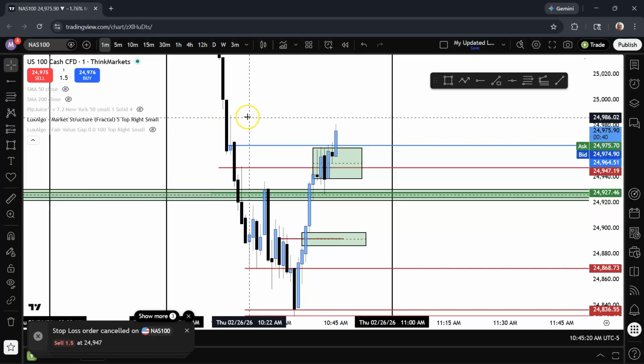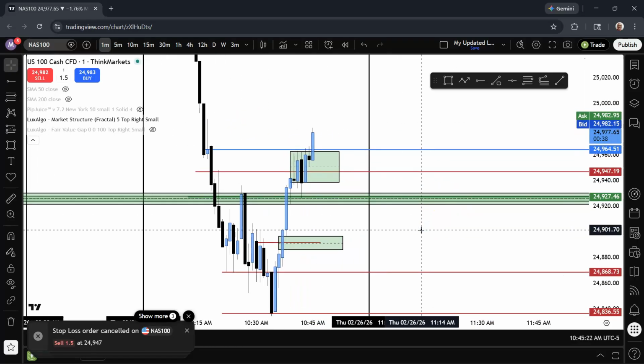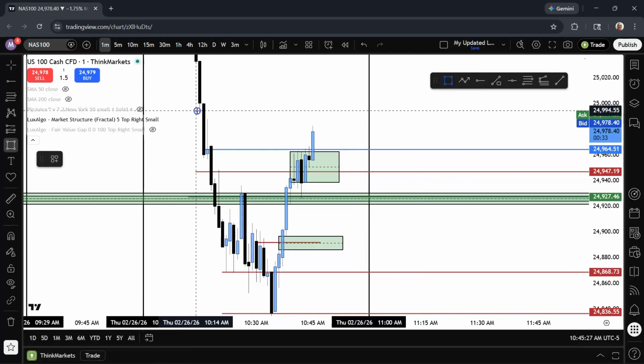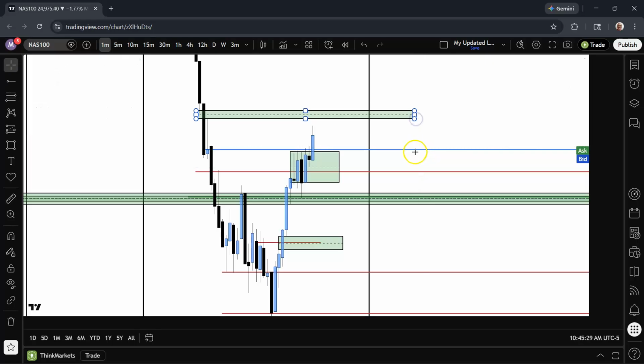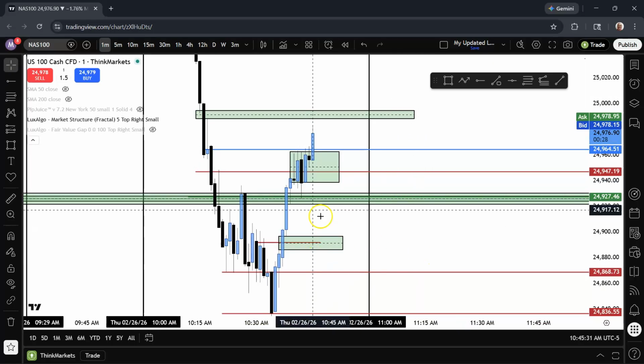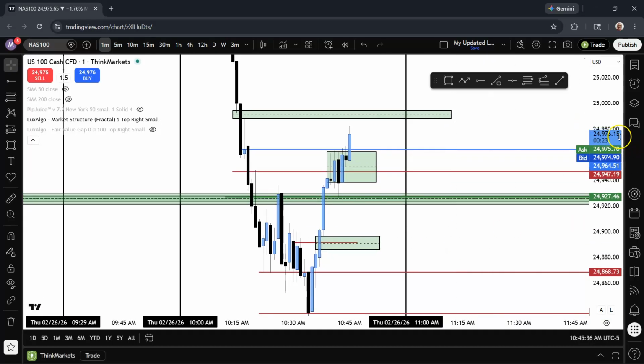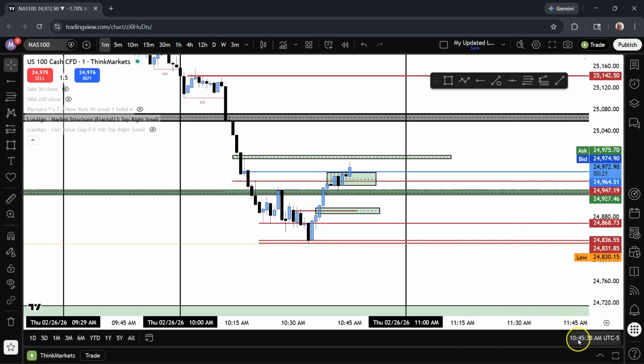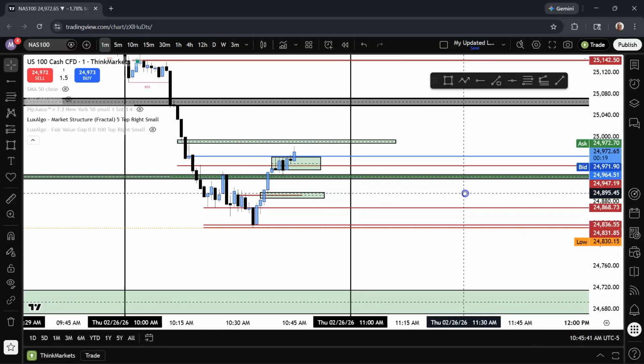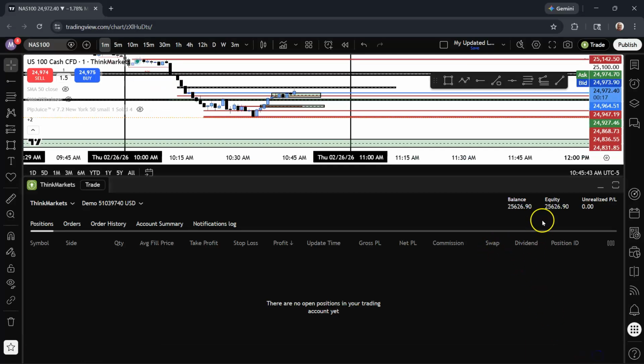Could have kept it for longer, but again, don't be too greedy. Don't be too greedy, because look, there's a fair value gap right there. And what can happen is that it hits a fair value gap and comes back down. Okay. So, what time is it? 10:45. Not bad. We actually are above $523, so we actually made over $100 on this trading session, which is kind of good.